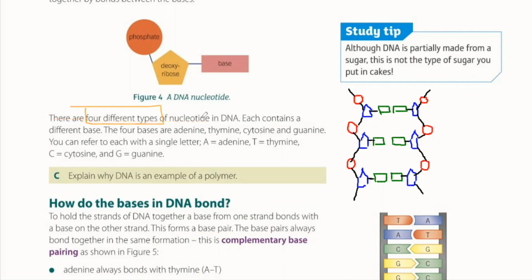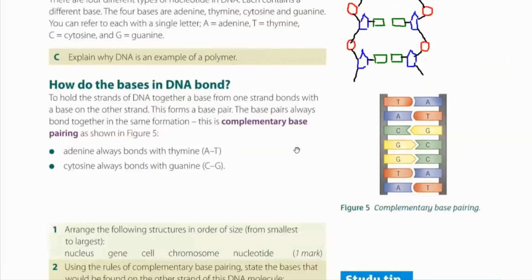Why are there four different types? Because there are four different types of bases. So these bases are different. What are the bases? It's adenine, thymine, cytosine, and guanine. So you can see here, students, there are four different types of bases present, and these four bases are adenine, thymine, cytosine, and guanine.